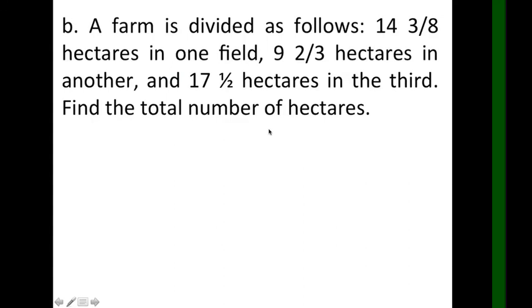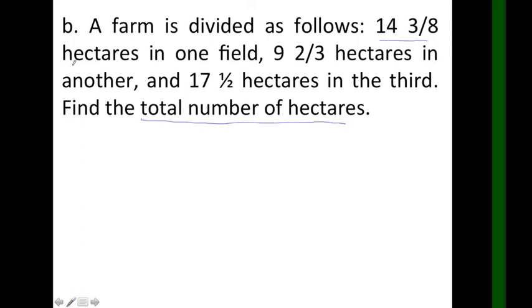Next problem. A farm is divided as follows. 14 and 3/8 hectares on the first field, 9 and 2/3 hectares in another, and 17 and 1/2 hectares in the third. Okay? So, tatlong fields, no? Find the total number of hectares. Okay, since we're looking for the total number, it means it is an addition. Okay? Addition ang tinutukoy natin dito kasi nga total number of hectares.